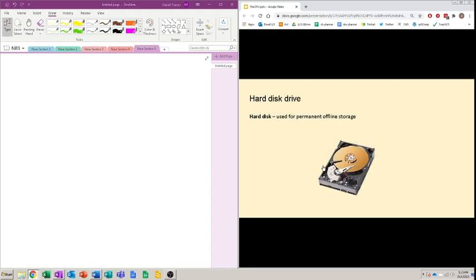This, of course, you probably would have seen, is the hard disk drive. This is where you permanently store information on your computer when it's turned off. It is made of several disks and a head that moves around and reads the information.